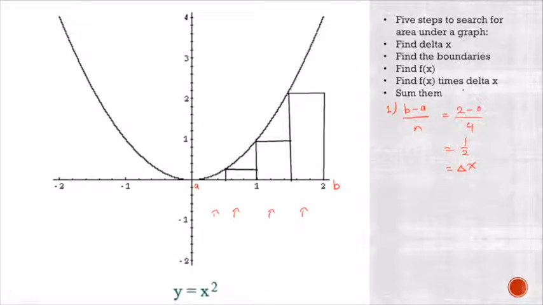Second, find the boundaries of the partitions. In other words, find each x-coordinate pertaining to the rectangles. In this case, they are 0, 1/2, 1, and 3/2. Third, plug in the x-coordinates into the function to find the respective y-coordinates of the rectangles, which are the heights of the rectangles. In this case, we get 0, 1/4, 1, and 9/4.